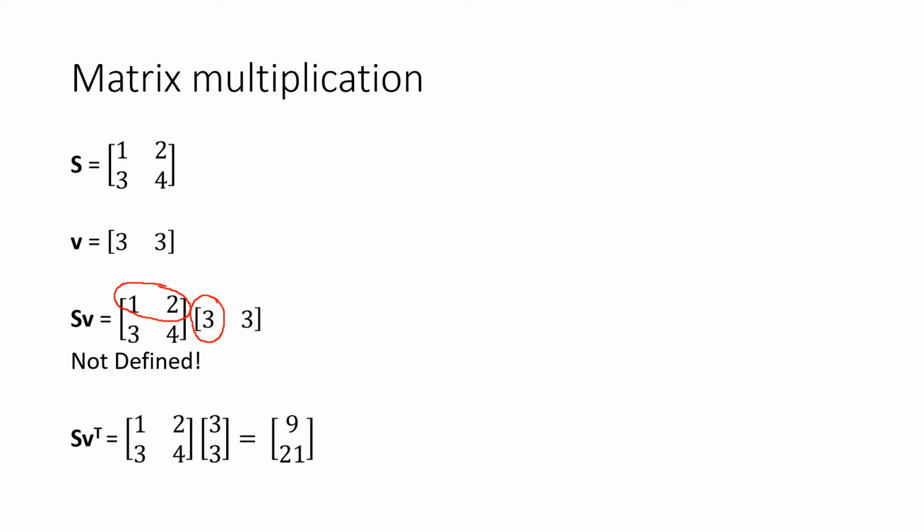But if we transpose the vector, then the row vector becomes a column vector, and in that case we can do the calculation with the matrix S times the transpose of the vector, and in that case an answer is obtained.